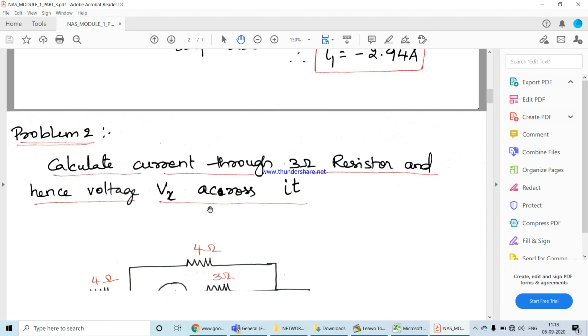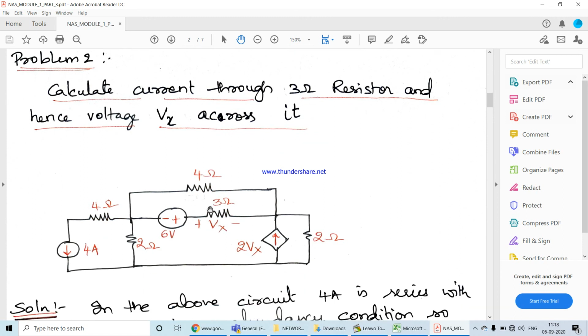Okay, now problem 2. Here is quite a different problem from what we have seen earlier. The earlier problem is just a 4 marks problem. Now we'll go a little bit more complicated, or again this is just a 6 mark problem because it's quite easy. The only thing is you should know how to solve it. Okay. So here, calculate the current through the 3 ohm resistor and hence the voltage Vx across it.